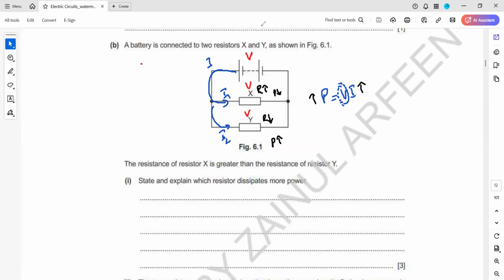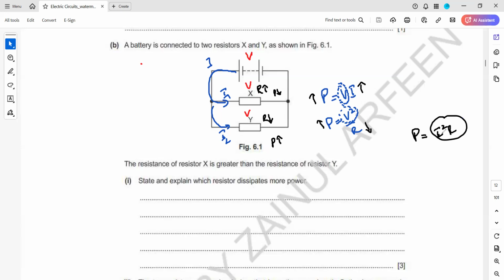If another student used a different formula to explain the power, P is equal to V square over R, here the voltage is constant. So what is the relation between the power and the resistance? In this case it's inversely proportional, so the one with the least resistance will have more power. Again, we get Y as the right answer. And the third formula, P is equal to I square R.